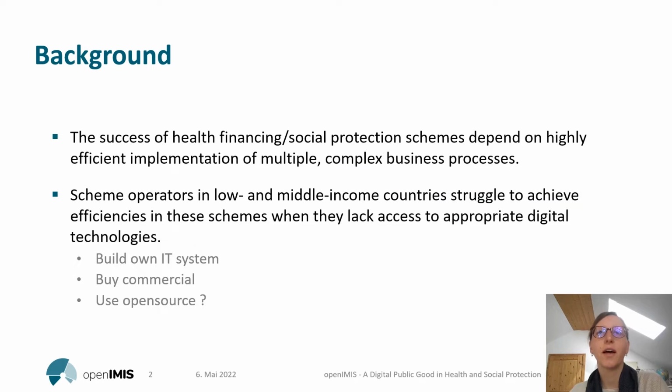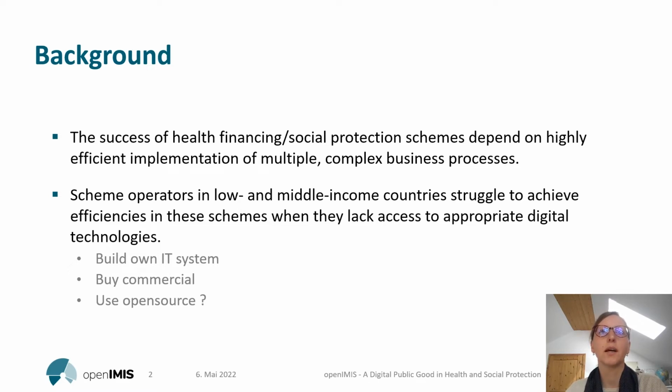The implementation of health and social protection schemes comes with a lot of challenges. Providing adequate protection for beneficiaries, so the success of health financing and social protection schemes eventually depends on highly efficient implementation of multiple complex business processes. In order to manage these processes efficiently, scheme operators will need access to appropriate digital tools. And we know that in reality, in a resource-constrained setting, that access is often missing. If there are opportunities, they're generally provided with three options.